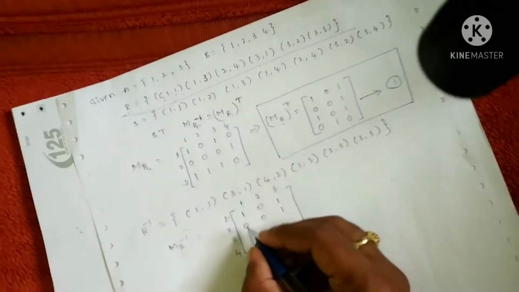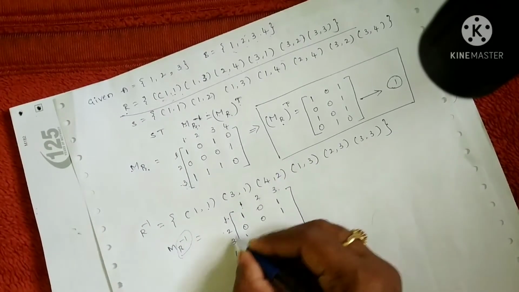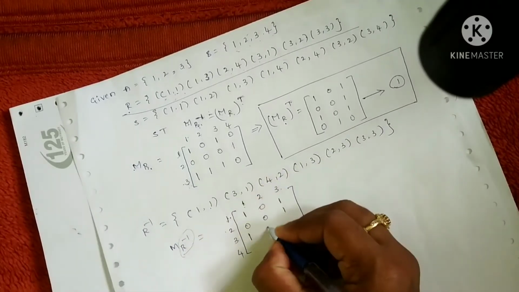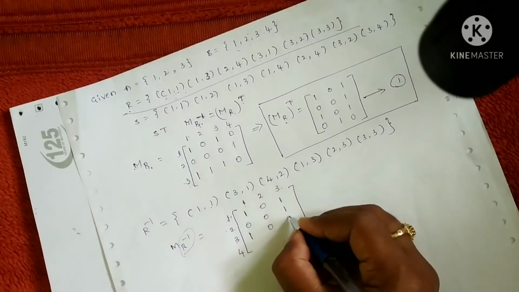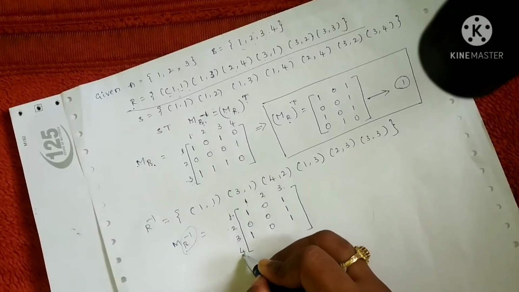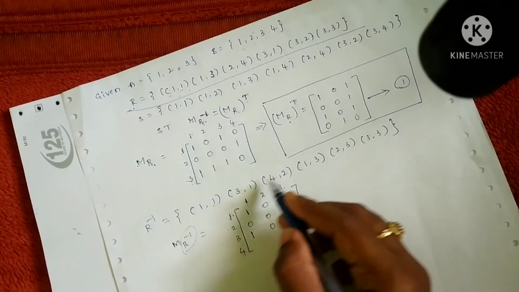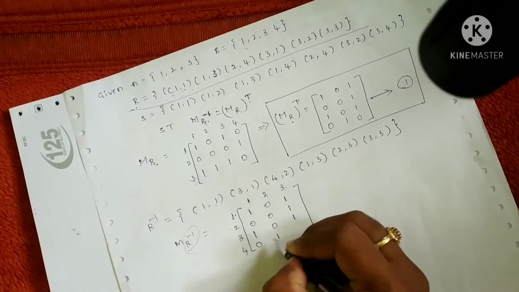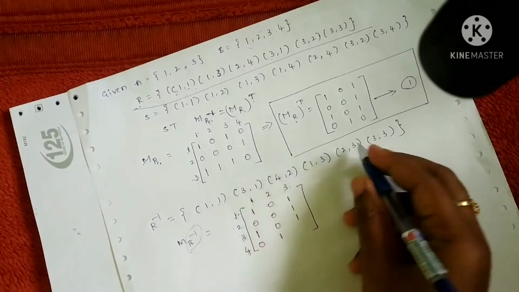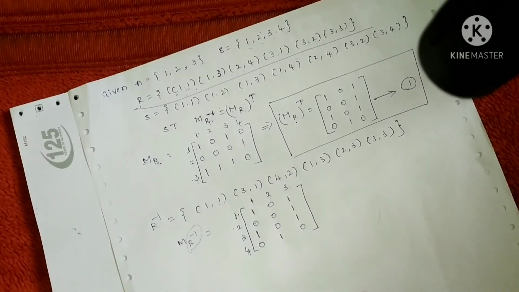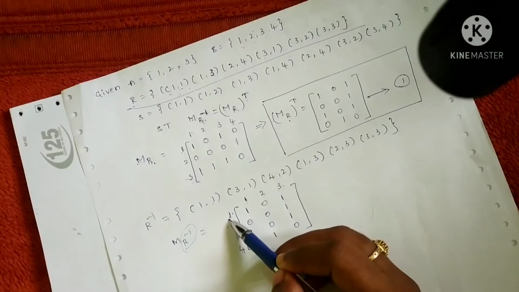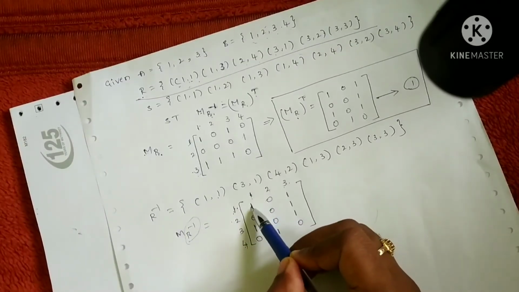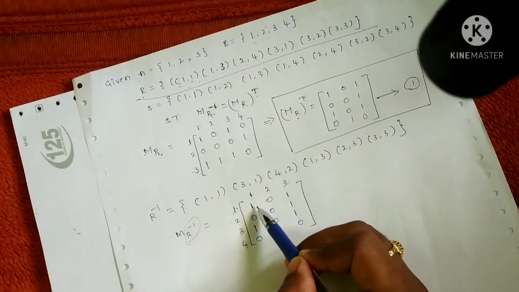Next 3 to 1, right? Yes we have, 1. 3 to 2 we don't have, 0. 3 to 3, yes we have, it is 1. Next 4 to 1, do we have 4 to 1? We don't have, so 0. 4 to 2, yes we have, make it 1. 4 to 3 we don't have, 0. I'll repeat once again. If you have an element from 1 to 1 in R inverse, make that 1. If you don't have an element, make that 0.